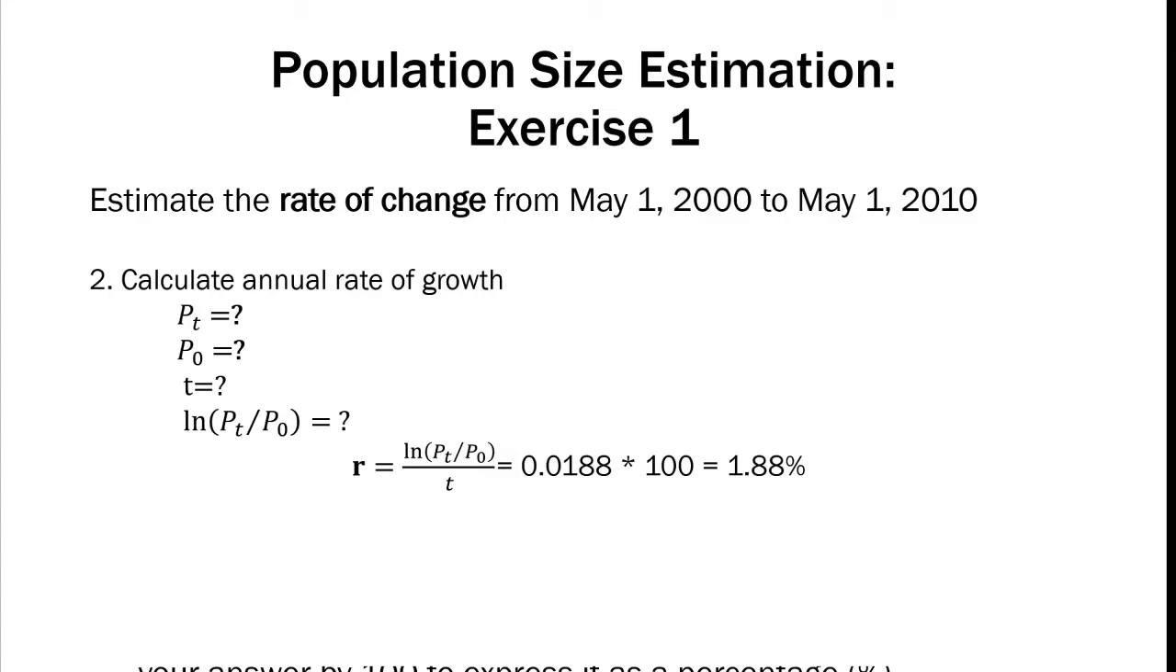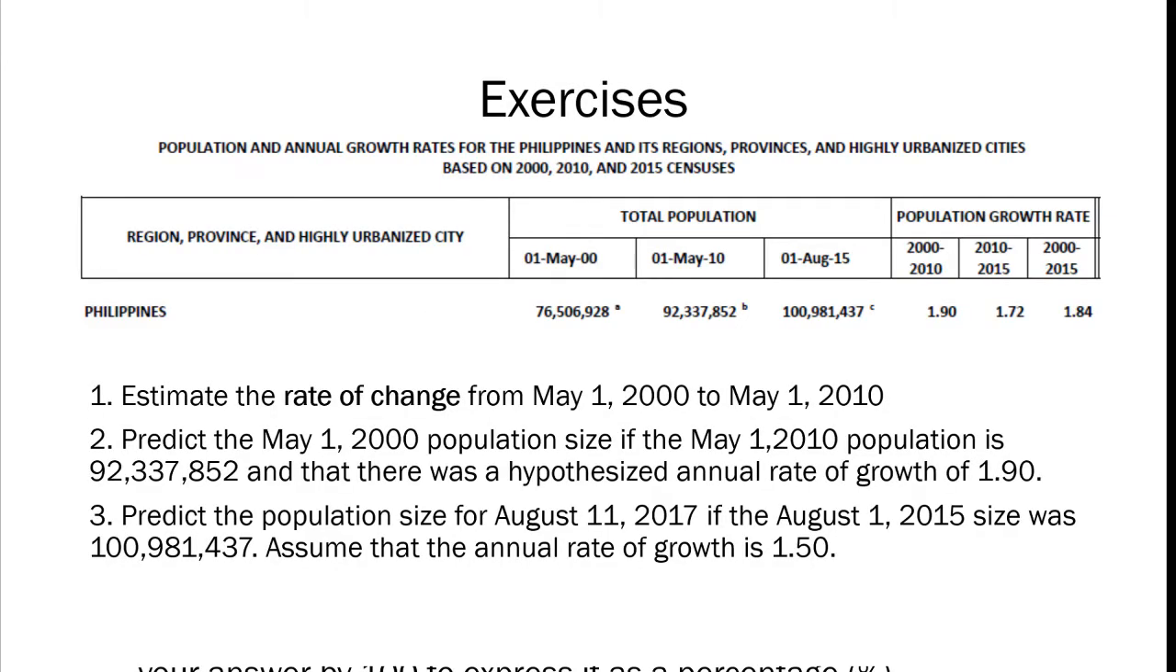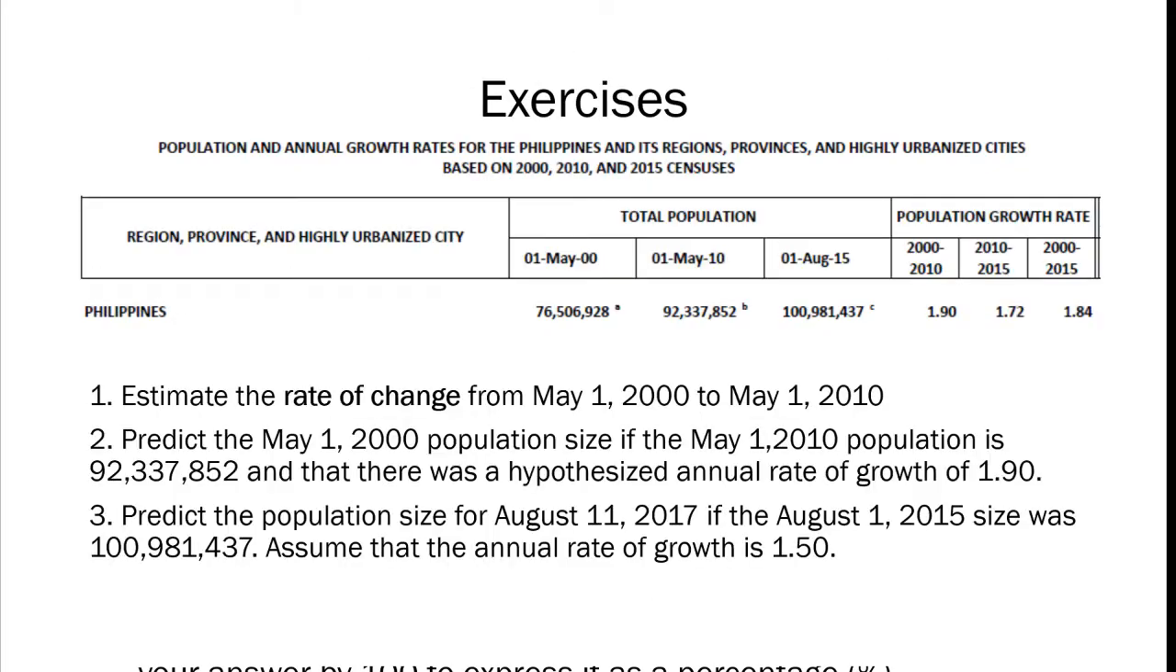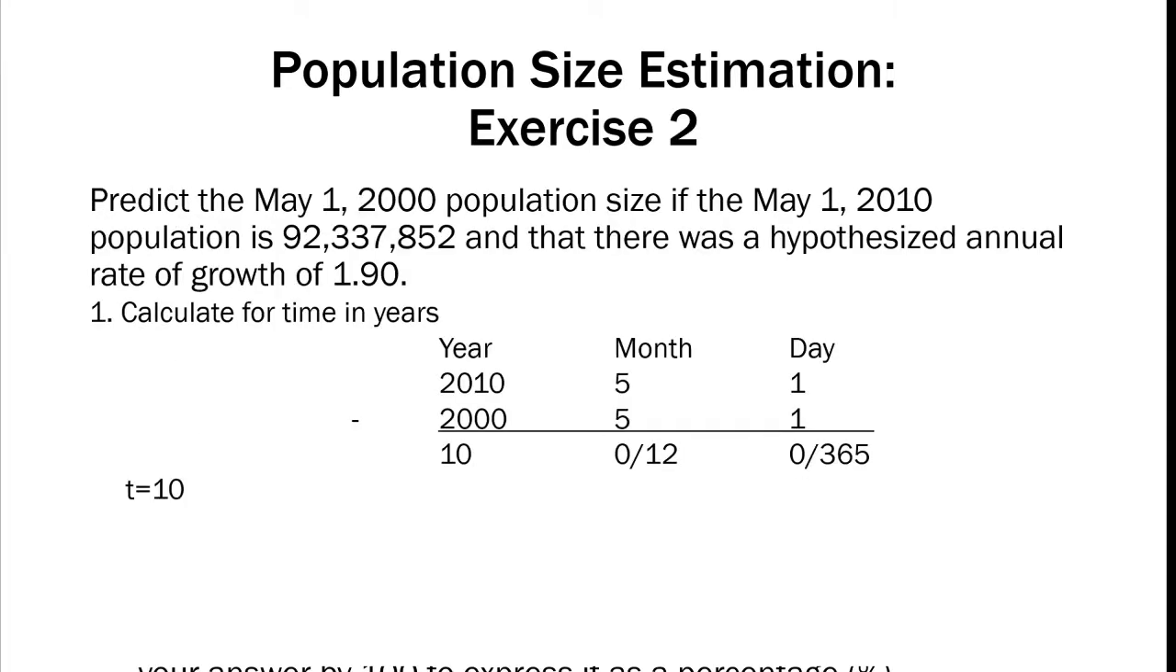Now, let's try to take a quick look at how this compares with the annual rate of growth from what is given. So we have 2000 to 2010 1.90, and our computed one is 1.88%. That's actually somehow very close to one another. You see, the formula that we use is reliable. Okay. Let's now go to the second exercise.